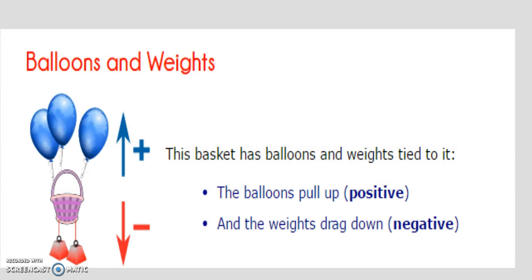In order to explain why when you subtract a negative number, you are actually adding a positive, I want us to consider a basket that has balloons filled with helium on top and weights on the bottom. The helium-filled balloons are going to represent positive numbers, and the weights on the bottom of our basket are going to represent negative numbers.